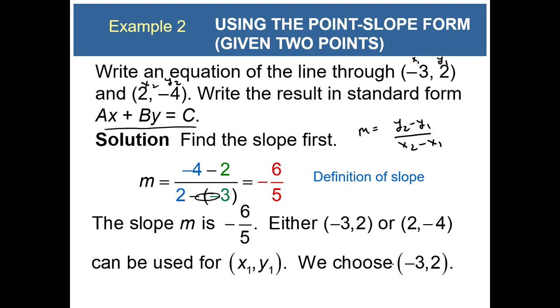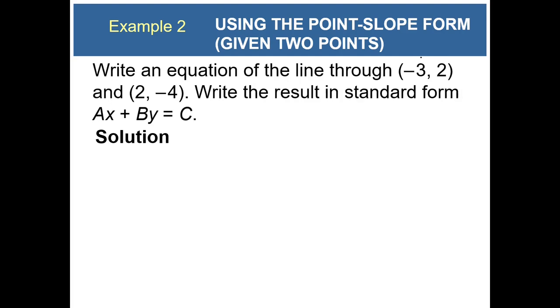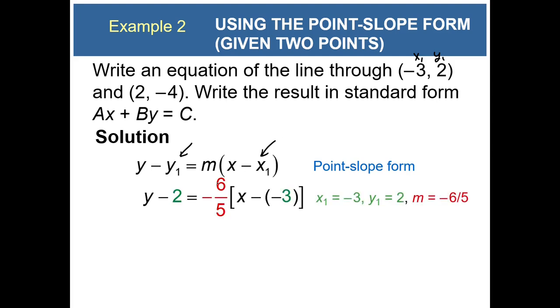Now we can use either the point -3, 2 or the point 2, -4 for x1, y1. We're going to choose, in this case, -3, 2. We have x1, y1 as -3, 2. And we'll use the same equation as before. y minus y1 equals m times the quantity x minus x1. I will plug in the value of 2 for y1, the value of -3 for x1, and the slope is -6/5, so we'll plug that in for the m.